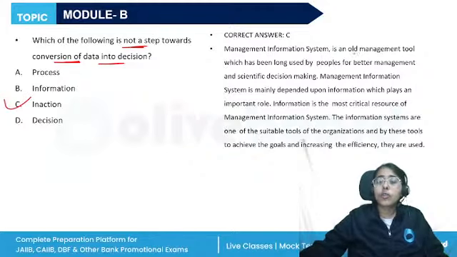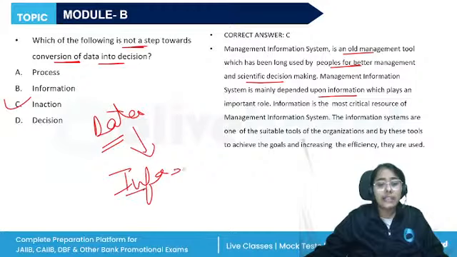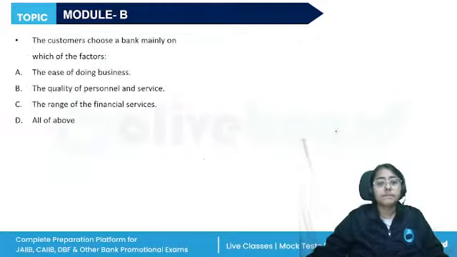The MIS is an old management tool for better management and scientific decision making. It is dependent upon the information. So we have data, raw data, which is transformed into information, categorized and classified in a manner that can be retrieved easily by the managers for taking the important decisions.